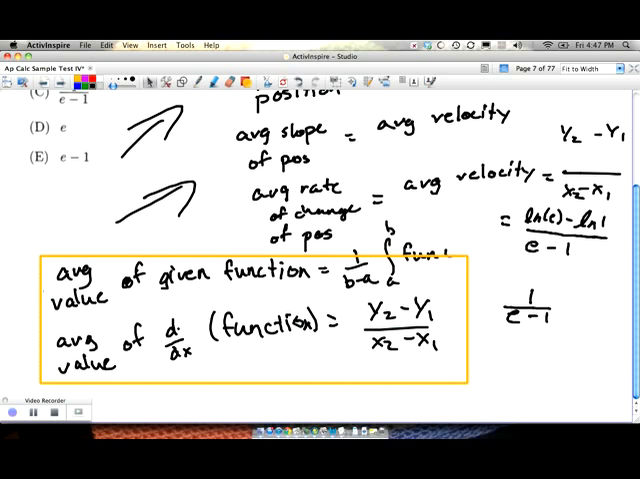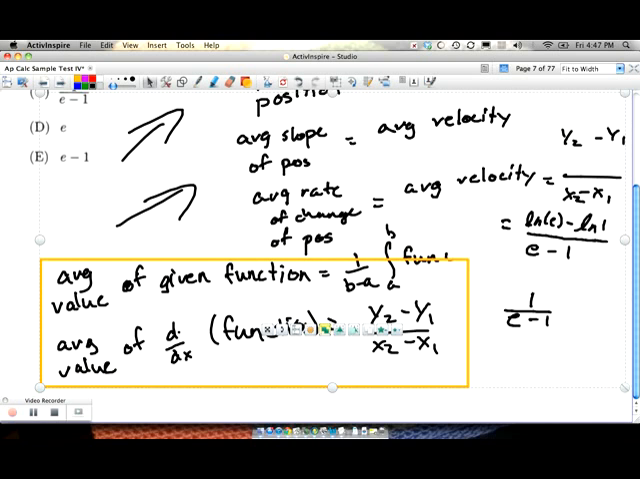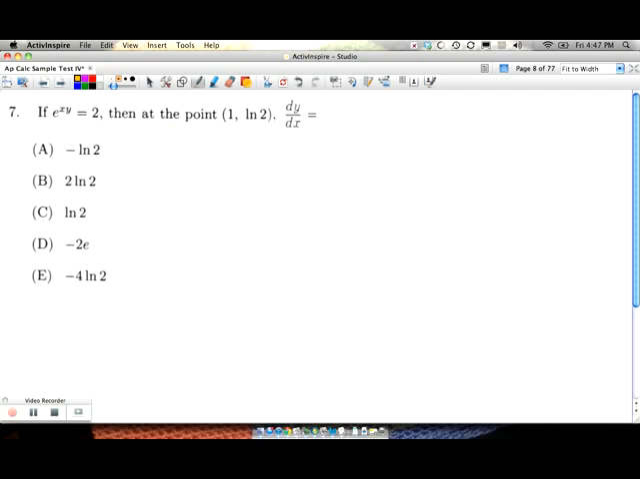Oh, it looks like it grouped everything. That's okay. Big orange box. Next. If e to the xy equals 2, then at the point (1, natural log of 2), dy/dx equals. We got x's and y's mixed, so we have to do implicit differentiation.